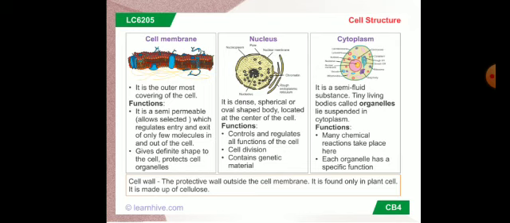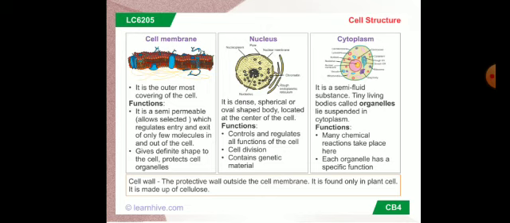This nucleoplasm contains a network of dark-colored fibers called chromatin fibers, and these chromatin fibers condense into short, thick chromosomes, which thicken during cell division. Now, what is the function of the nucleus? The nucleus controls and regulates all the functions of the cell. It helps in cell division and it contains genetic material, that is DNA, deoxyribonucleic acid.